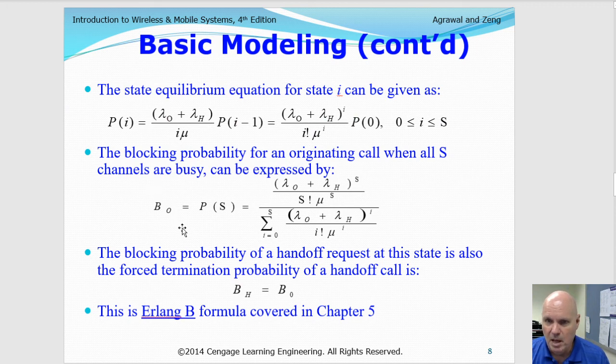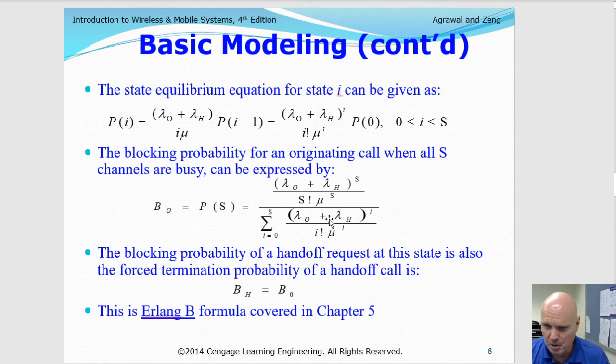Finally, the blocking probability for either originating calls or for handoffs, they're equal in this case, is equal to the probability that all S channels are in use. And so that's given by, again, this messy expression. That's P of I with I equal to S times P of 0, and P of 0 is 1 over this term in the denominator here. So this is the blocking probability.